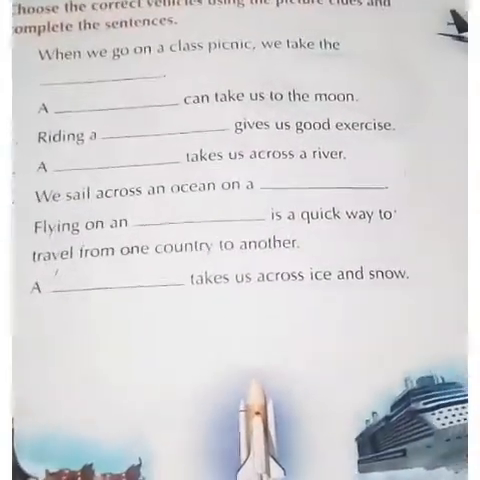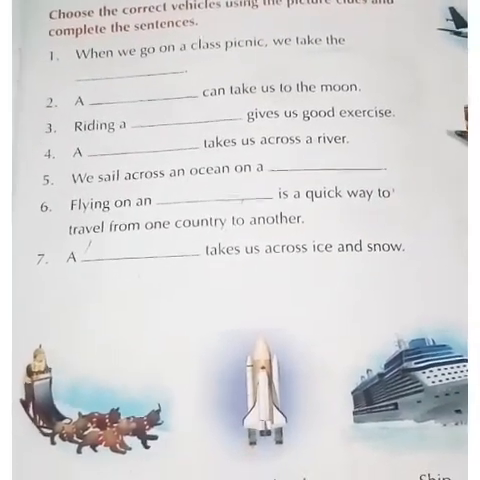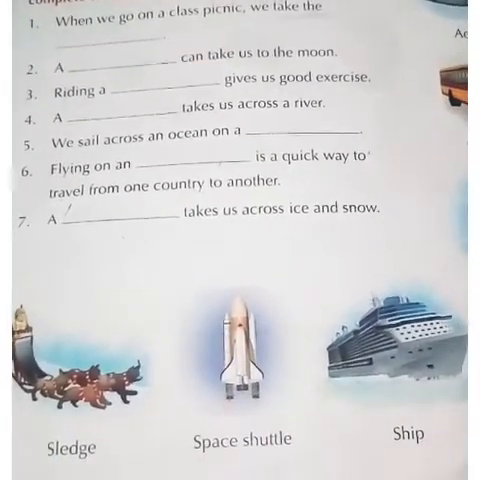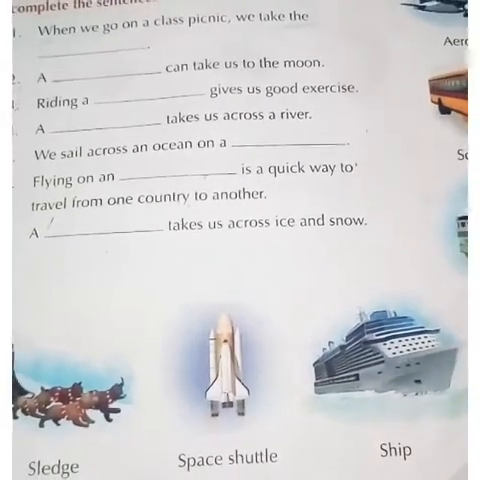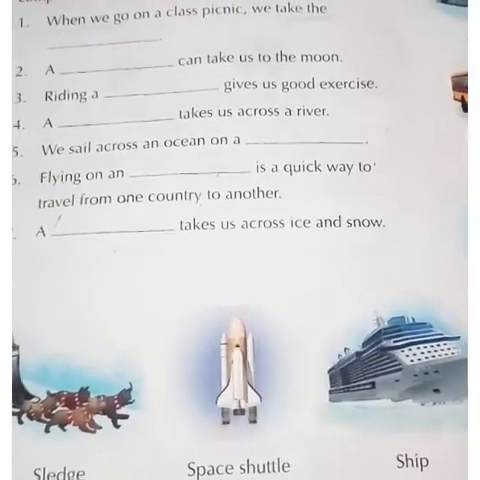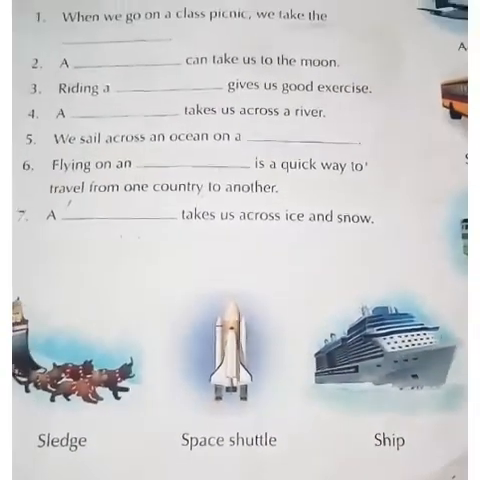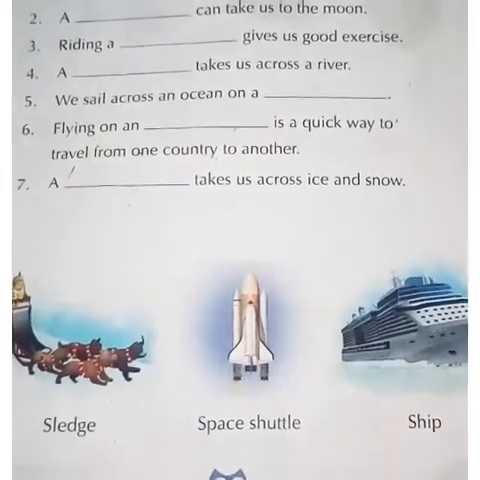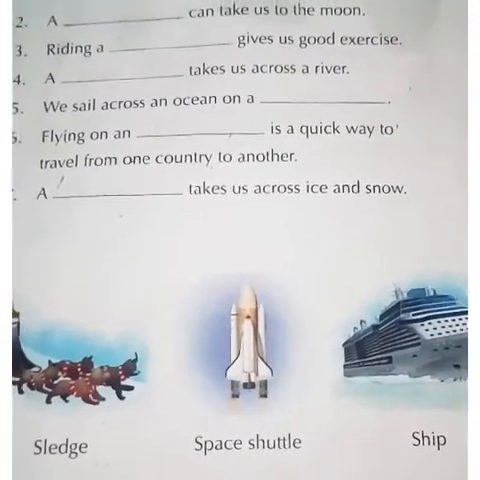Here, how we travel. Read the question: choose the correct vehicles using the picture clues and complete the sentence. So what is travel? Moving from one place to another is called travel. Why are we moving from one place to another? For our basic needs. Okay.